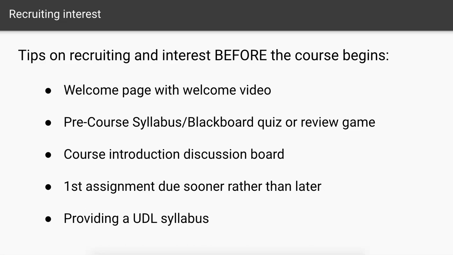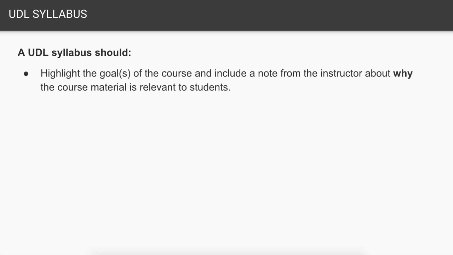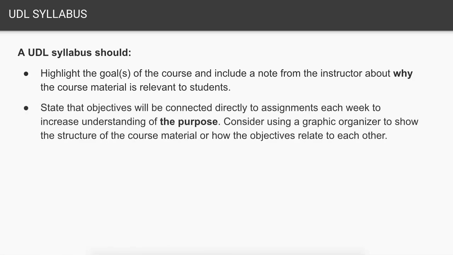Additionally, you'll want to provide a UDL syllabus, and we will talk about that on the next slide. A UDL syllabus should highlight the goals of the course and include a note from the instructor about why the course material is relevant to the students, so that they understand why you've chosen that selected work and what value it has to them. You'll also want to state that objectives will be connected directly to assignments each week, and that will increase the understanding of the purpose of that assignment.